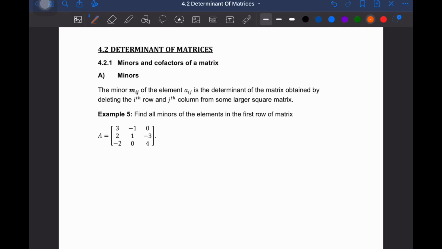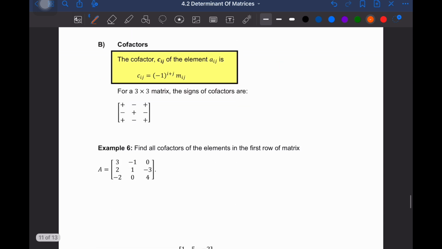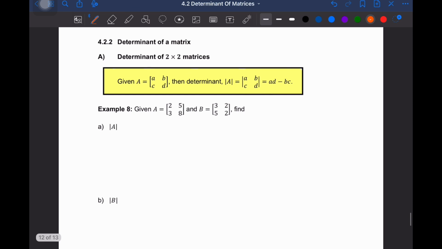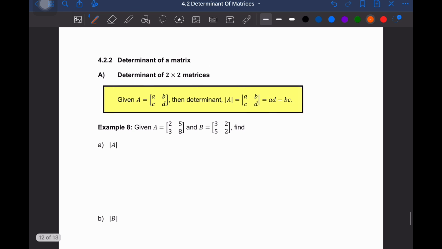So dalam video ni, Madam akan ajar 4.2 Determinant of Matrices. Okay, so dia ada tiga mini subtopik bawah 4.2 ni lah. So first kita akan pergi dekat page yang this one. Okay, so 4.2.2 Determinant of a Matrix. So determinant of a matrix dalam syllabus awak akan belajar macam mana nak cari two types of matrices punya determinant.